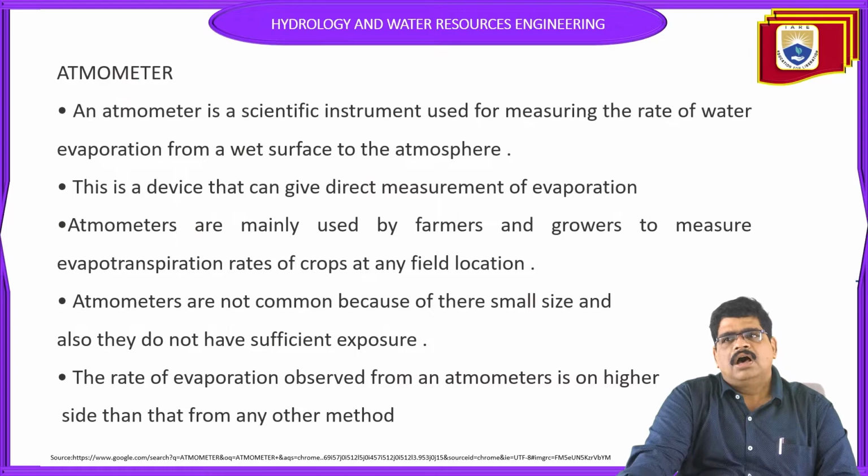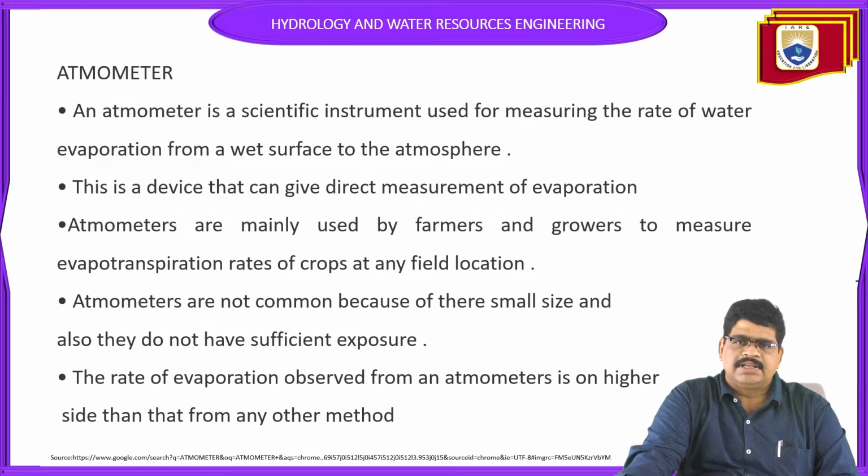Next, atmometers. Atmometers are small devices used for measuring the rate of water evaporation from a wet surface to the atmosphere. So this is a device for direct measurement of evaporation. Atmometers are mainly used by farmers to measure the evapotranspiration rates occurring in any field location. We will discuss that later, but I will explain it briefly.